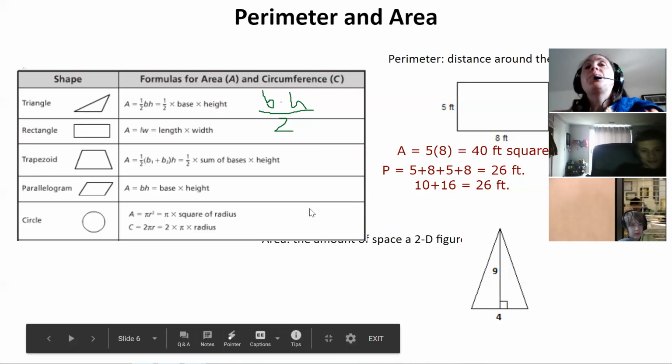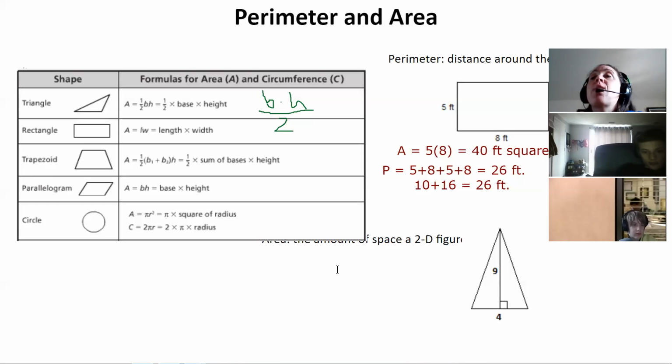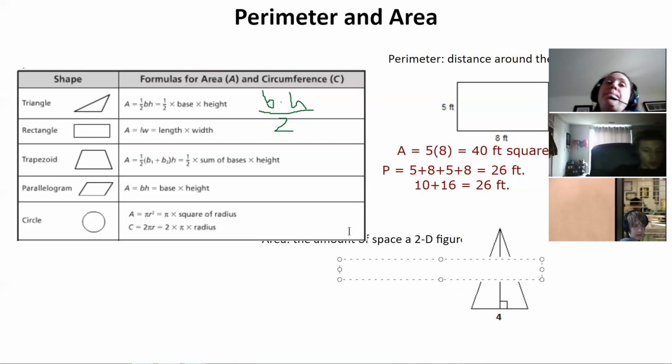Okay. So we want to go base times height divided by 2. So what's my base in the triangle down there? What's my base? 4. 4, yep. So I'm 4 going to something. They didn't tell us a unit, and that's okay.